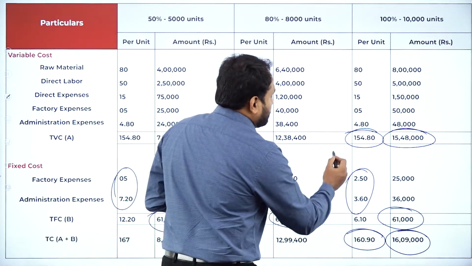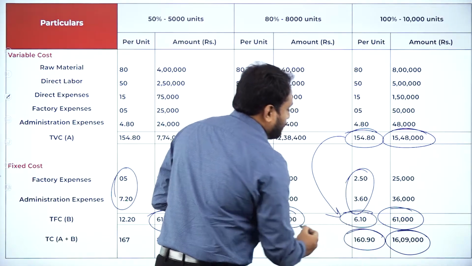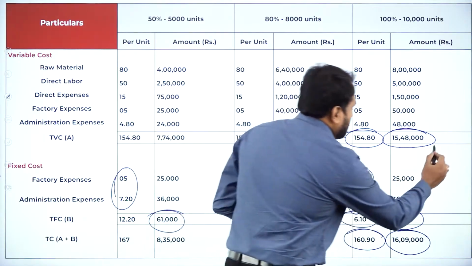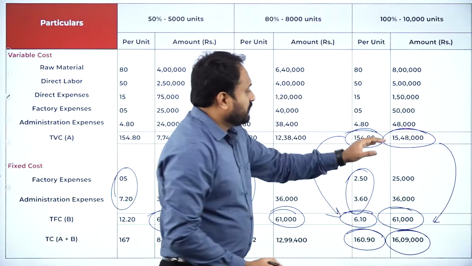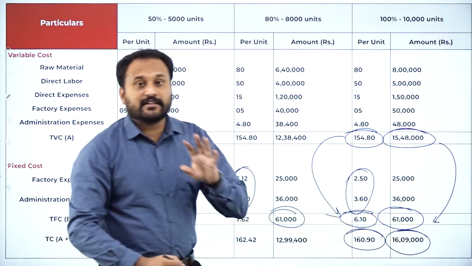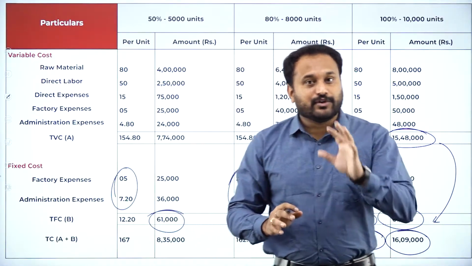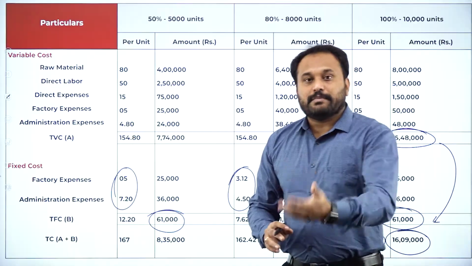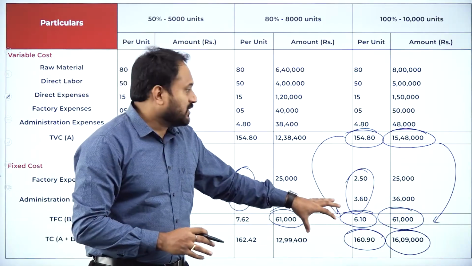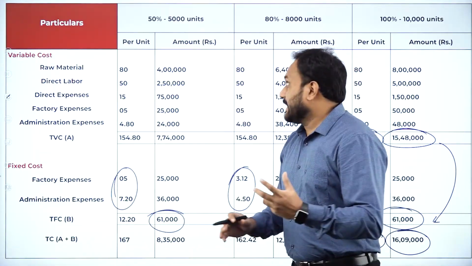So what exactly you are supposed to do is add 154.80 and 6.10, you'll get 160.90. And then here, if you add these 15,48,000 and 61,000, you will get 16,09,000 rupees. That is your total cost if you manufacture at 100% capacity. This is what the answer will look like. And I want you people to understand what exactly it is here.